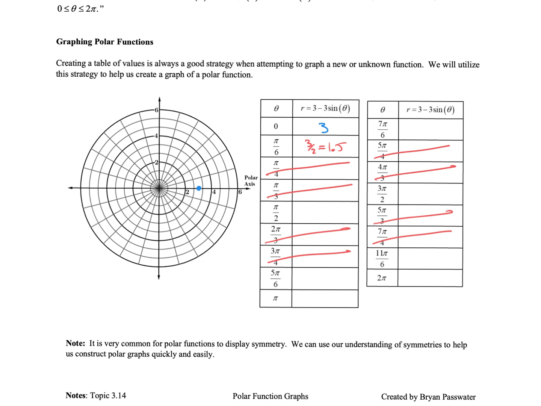I'm going to use a decimal in this case. And so I have pi over 6, and pi over 6 is right here. And so then I go to 1.5. So we're right around there.